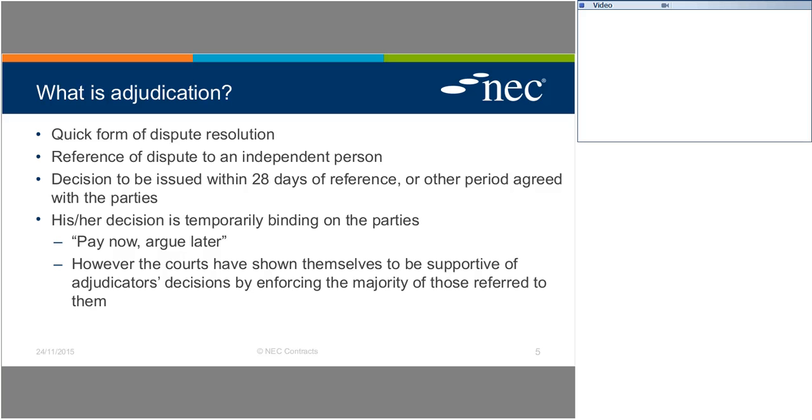Yeah, and just one other point on that, Patrick. You talk about it being temporarily binding. Is it possible that the decisions can actually be binding between the parties if they want to? The parties, if they expressly agree, can decide that an adjudicator's decision will be finally binding on them. And indeed, there was a case in the Technology and Construction Court this year where that happened, where the parties had agreed that would be the final form of dispute resolution for their contract. All right, good, thank you.